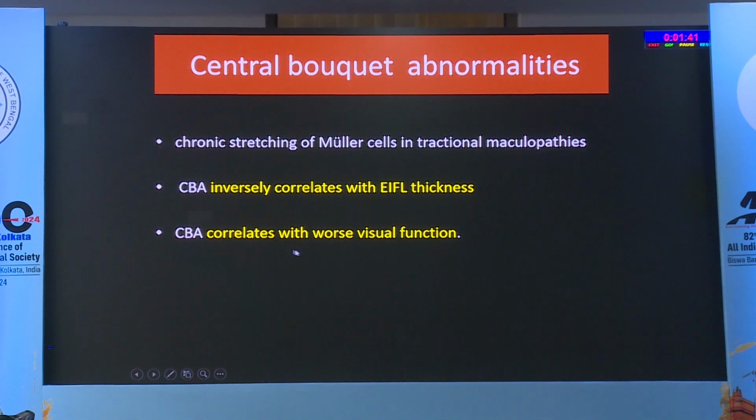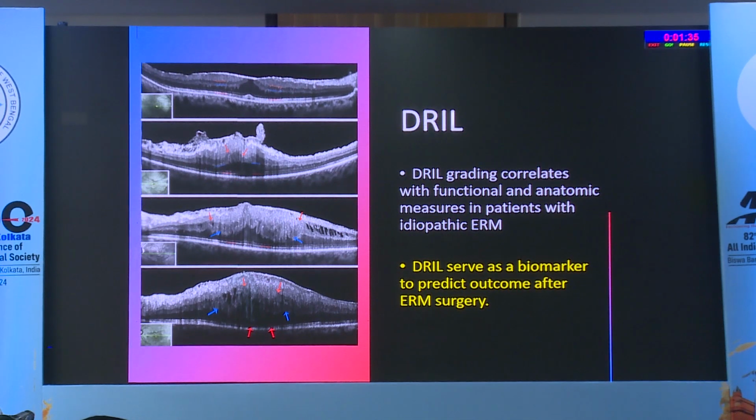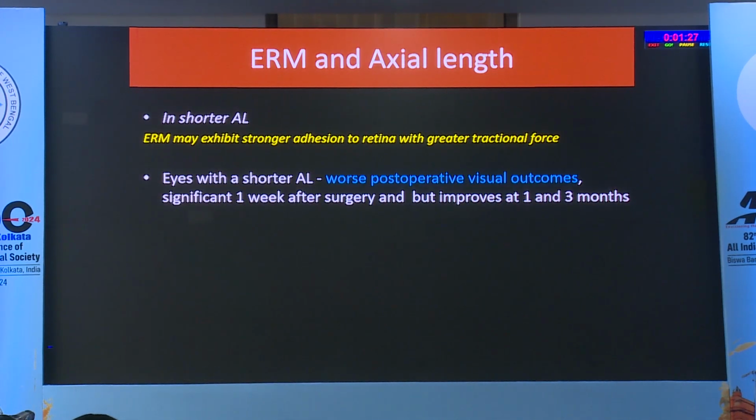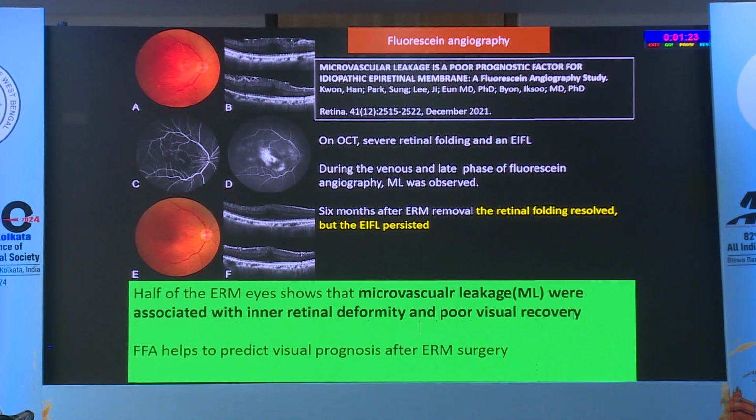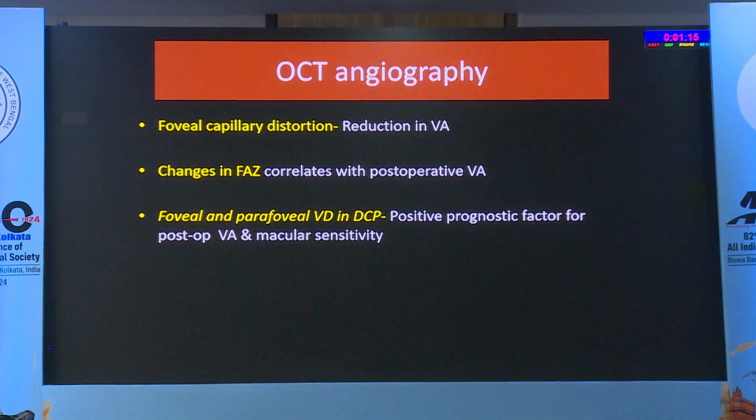They also correlate with worse visual function if you see them along with the ectopic inner foveal layer. The drill is another entity seen in many other conditions like diabetic macular edema. This is also another surrogate marker in ERM surgery. A shorter axial length associated with ERM tends to do poorly compared to a longer axial length. If you see microvascular leakage associated with an ERM on FFA, they tend to do poorly when compared to eyes which don't have microvascular leakage.